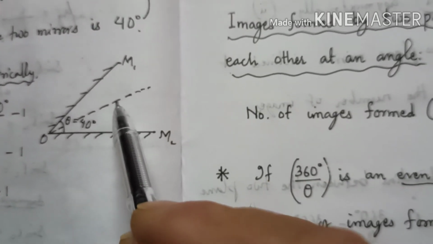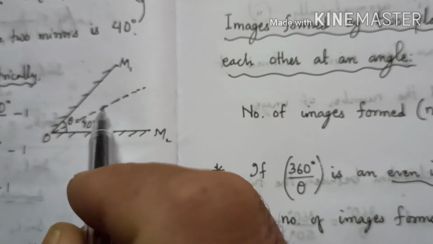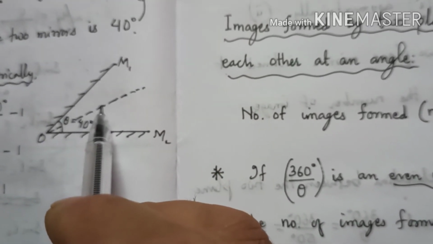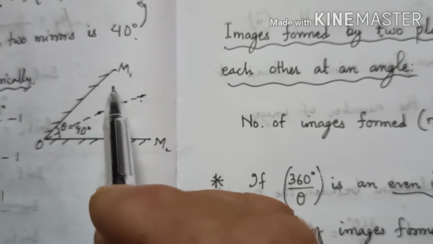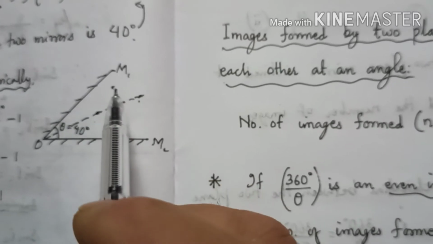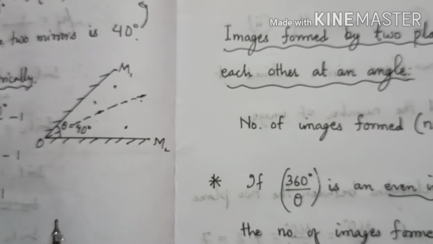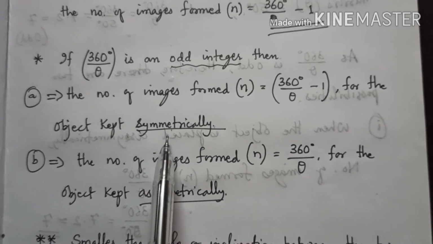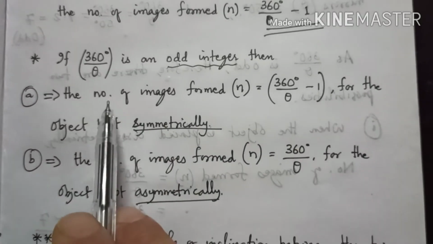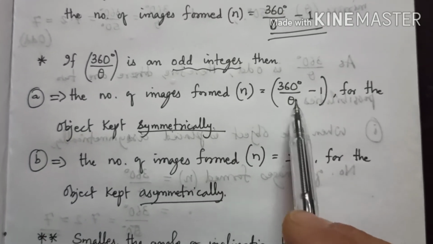Suppose the object is kept here, you can say the object is kept symmetrically. If the object is kept here, you can say the object is kept symmetrically. But if the object is kept here or here or here, then you can say the object is kept asymmetrically. Now, if the object is kept symmetrically between the two plane mirrors, then the number of images formed, N, will be 360 degrees by theta minus 1.